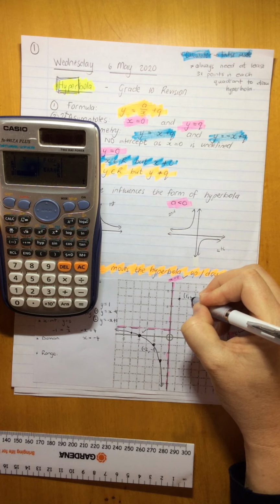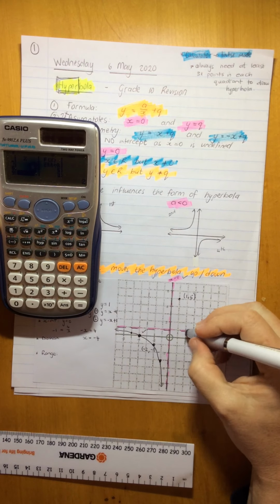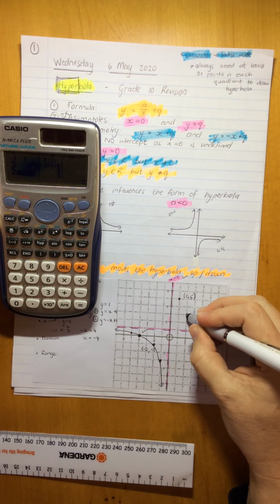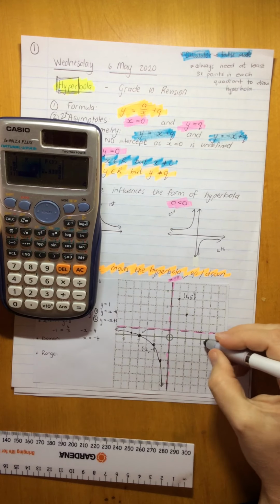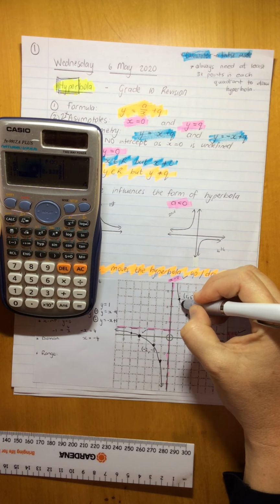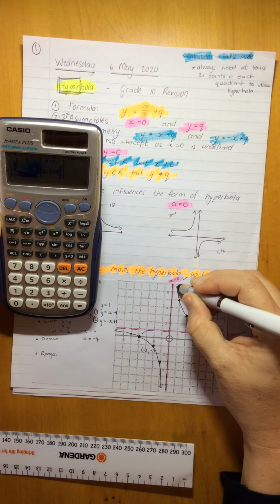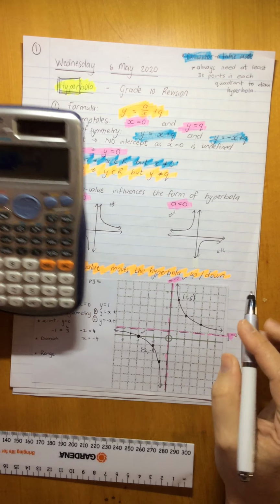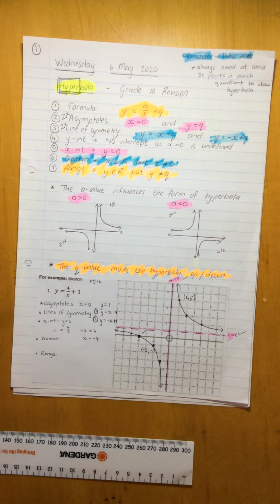I have to label at least one point in each quadrant. 2 and 3 is my next point, and I'm going to use 4 and 2. That's sufficient. I'm going to draw my curve in my first quadrant. Okay, that correlates with the fact that my a value is positive.